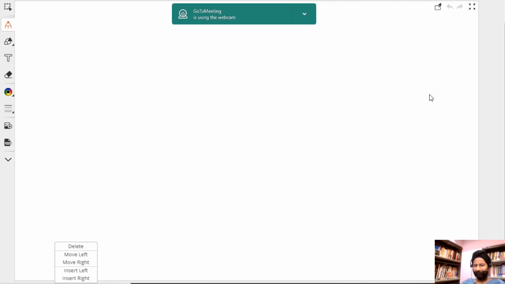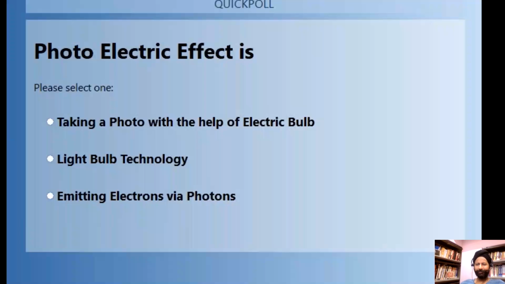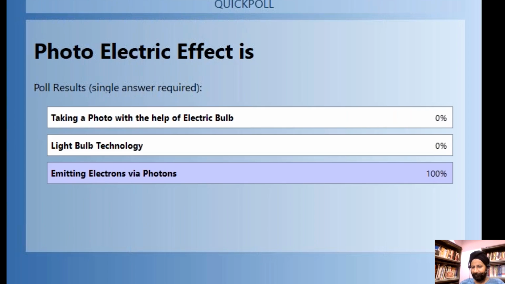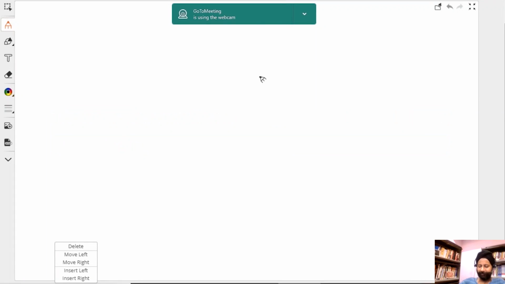So before we do photoelectric effect, how much do you know? At least do you know what that is? What is photoelectric effect? Okay, that's good. So everybody is giving the answer: emitting electrons via the photons. Yeah, that is what photoelectric effect is.